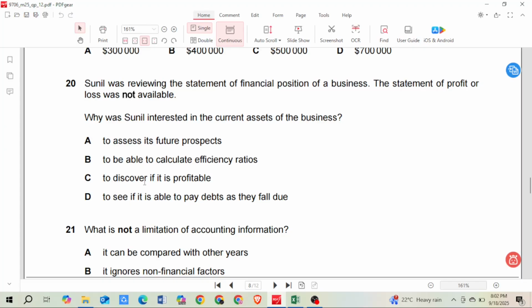Option C, to discover if it is profitable. We do not have the statement of profit and loss, so he is not looking for profit when he is looking into the current assets. But he is interested in whether the company would be able to pay short-term debts when they fall due. So your correct answer for 20 is D.